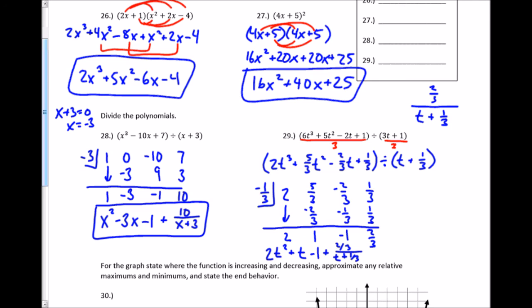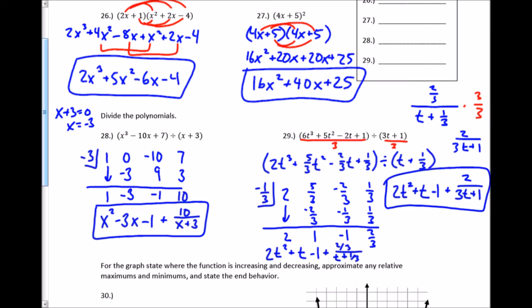I'm going to multiply that remainder by 3 over 3. I'm essentially going to change the denominator to try to get rid of these fractions. In the numerator, when I multiply that, it gives me a 2. In the denominator, I have to distribute the 3, which gives me a 3t plus 1. And you notice what happens is I'm back to the thing that I was dividing by from the original problem. So my final answer is a 2t squared plus t minus 1 plus 2 over the 3t plus 1. And if you use long division, you should come up with the same thing. Okay?